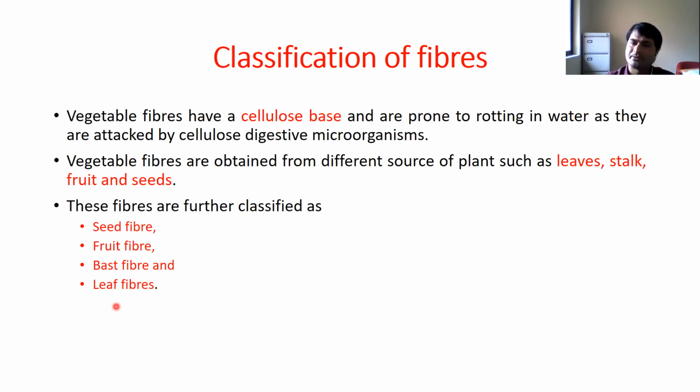Understood? Very simple. Vegetable fibers, we are preparing from 4 different sources: leaves, stalk, fruit and seeds. जो सोर्स से हम बनाएंगे उस तरह से उस फाइबर को हम डिफाइन करते हैं. We are giving a name based on the source from which we are preparing or manufacturing. Understood? आगे बढ़े. Yes, sir.